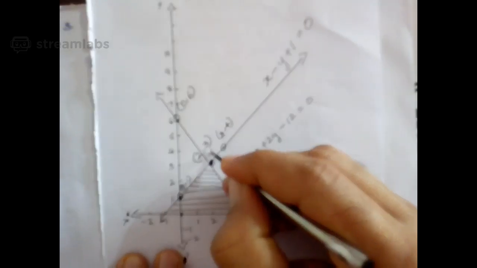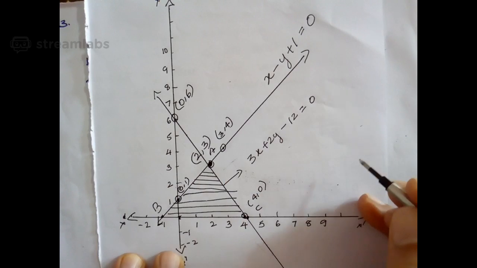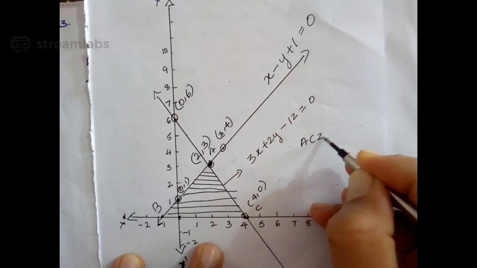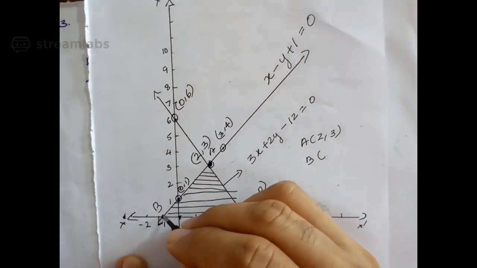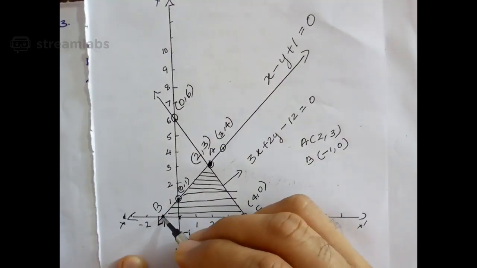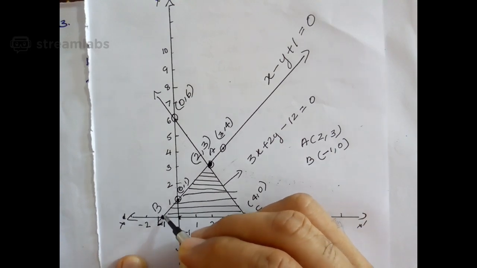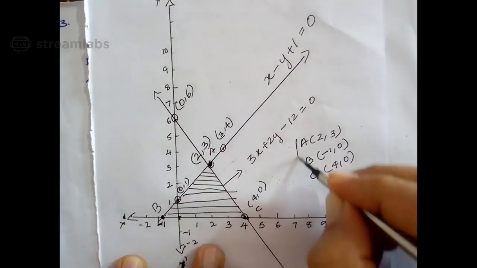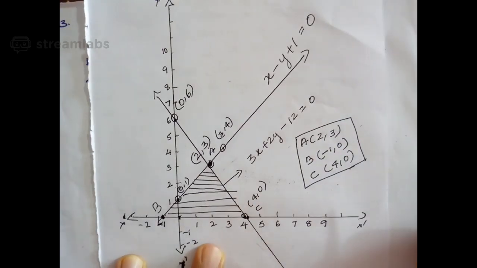Now let this be A, this portion is B, and this is C. So what are the coordinates of its vertices? A is (2, 3) and B is, what is the coordinate of B? (-1, 0), because this B is on the x-axis, so its coordinate is (-1, 0). What is the coordinate of C? (4, 0). So this is the value. This is the coordinates of triangle ABC.